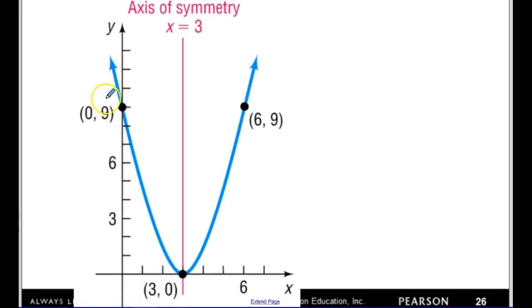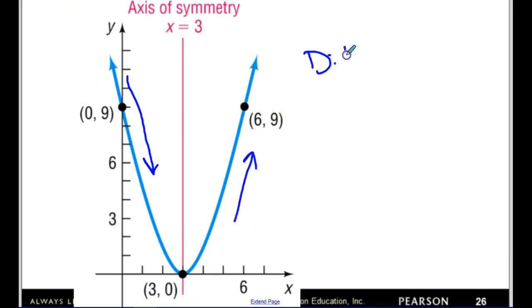So here is our vertex. Here is that y-intercept. And just like we did on that last example, I can find this third point over here by knowing if I go over to the left 3, I can go up 9. So if I go to the right 3, I can go up 9. So I can find that as well. I can also see that my function is decreasing from negative infinity to 3, and it is increasing from 3 to positive infinity.